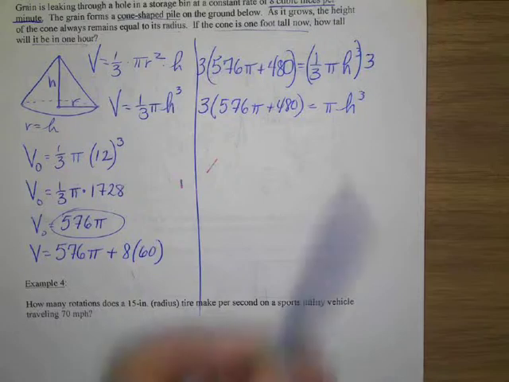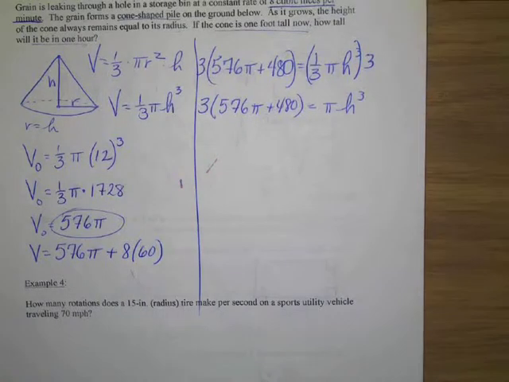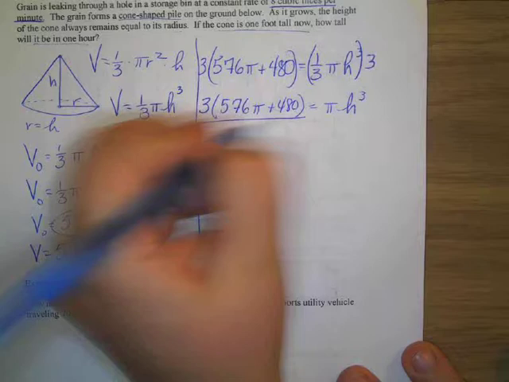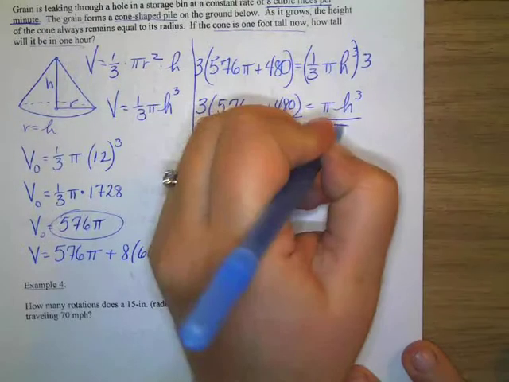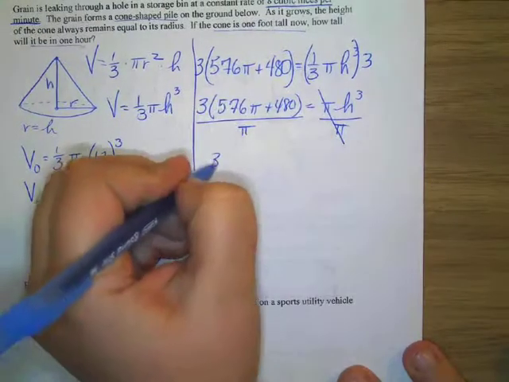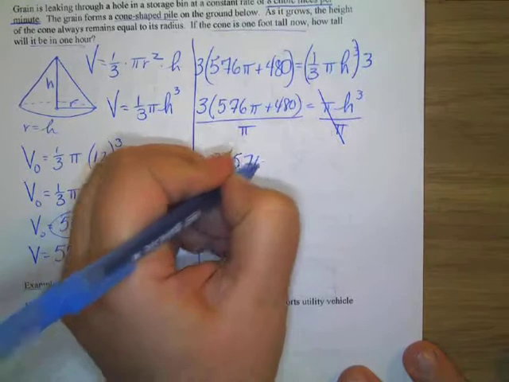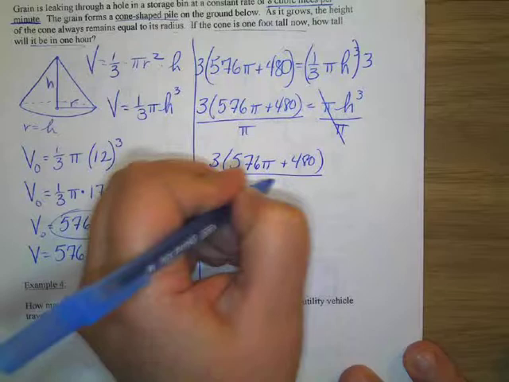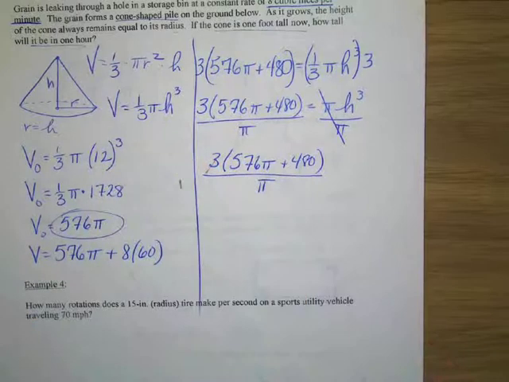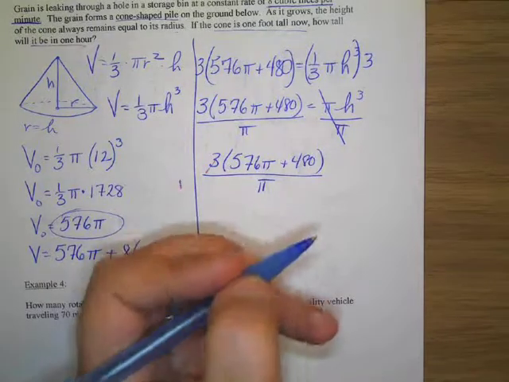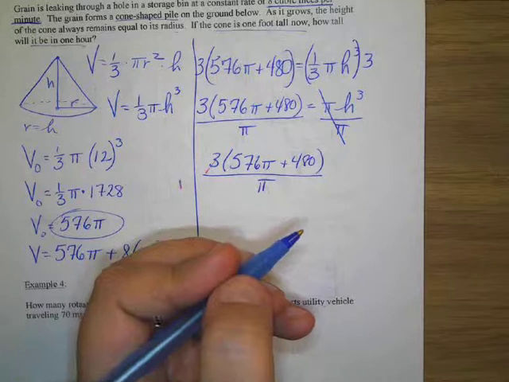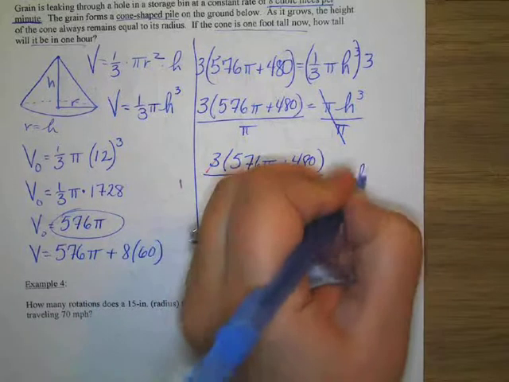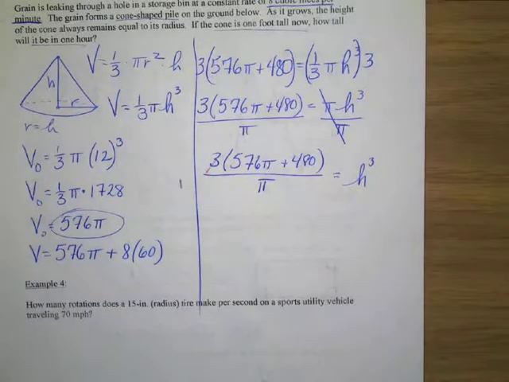Now what do we need to move away from the H? So we have 3 and then this. Now, why am I not canceling the pi out? This is attached to the 576. What if the 480 had a pi? Could I then cancel it? Yes, I could. But does the 480 have one? No, so I can't, so don't. Now we gotta undo the cube.